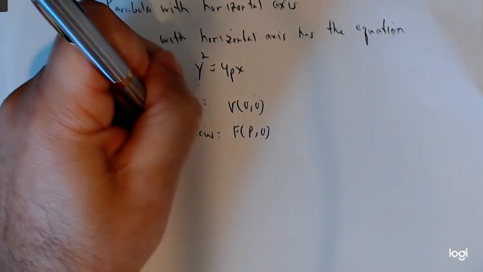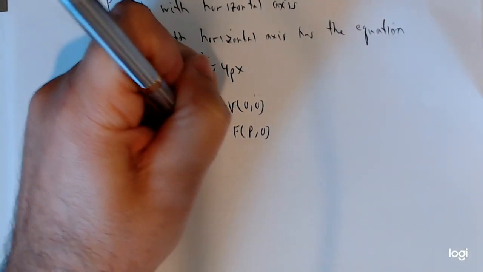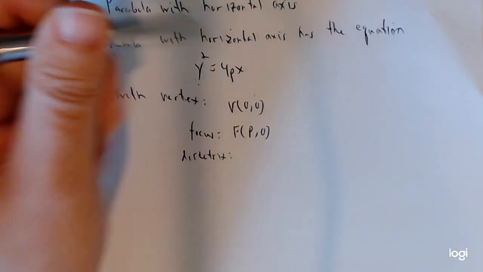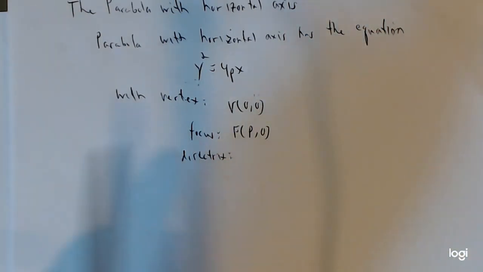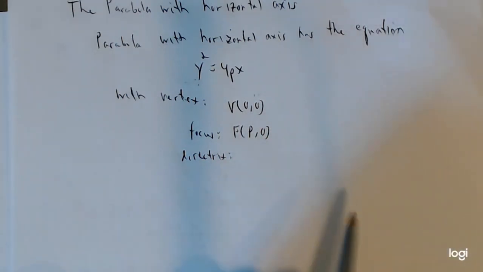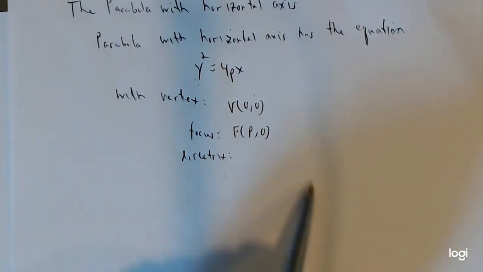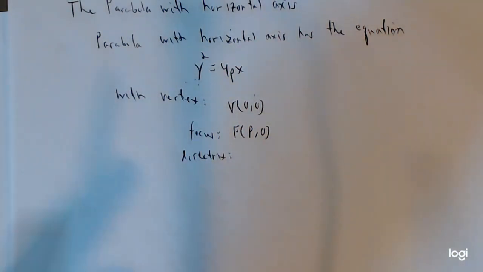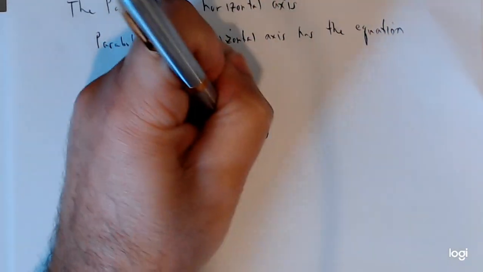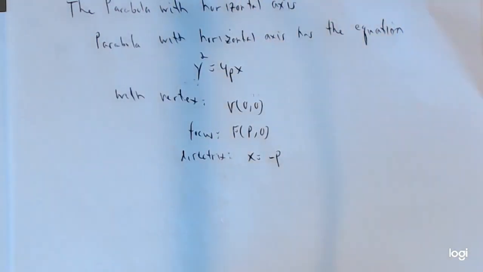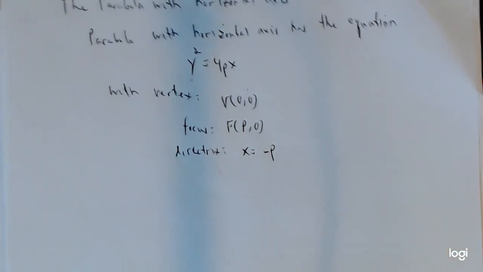And then it has a directrix. And look, if my parabola is opening sideways, it's impossible for the directrix to be a horizontal line because the directrix and focus can never ever intersect the parabola. So if a parabola opens sideways, the directrix has to be vertical and it has to be to the left or to the right of the parabola depending on which way it opens. So it'll be x equals negative p. So notice how this becomes a vertical line.